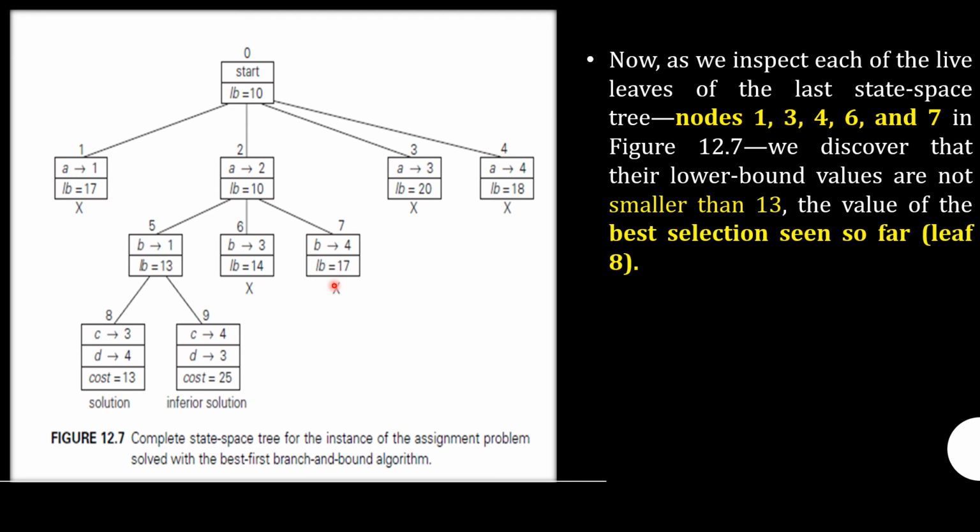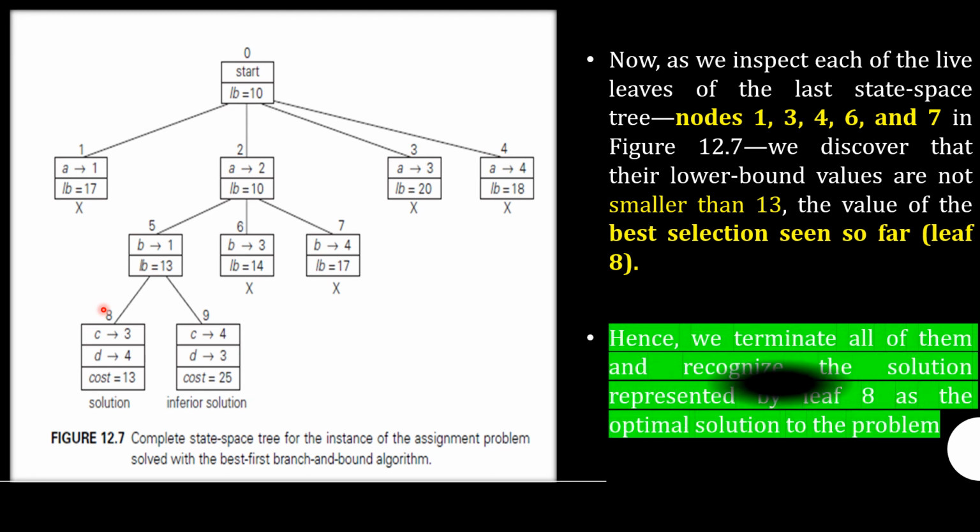So the value of the best selection seen so far is leaf 8. That means we are selecting this node as a promising node. Hence, we terminate all of them. How to terminate? Just put a cross mark on all these non-promising nodes, and recognize the solution represented by leaf 8 as the optimal solution to this problem. So this is the optimal. This is the actual solution from the leaf node.